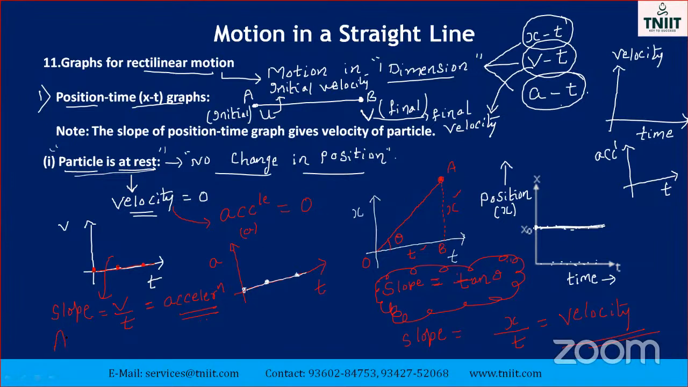Here we can also calculate the area of the VT graph. Area of the VT graph represents velocity into time, which is called the distance. So what does the area of the velocity time graph represent? Area of the VT graph represents distance. So what is the slope of the VT graph? Slope of the VT graph represents acceleration. Area of the VT graph represents the distance. Clear?